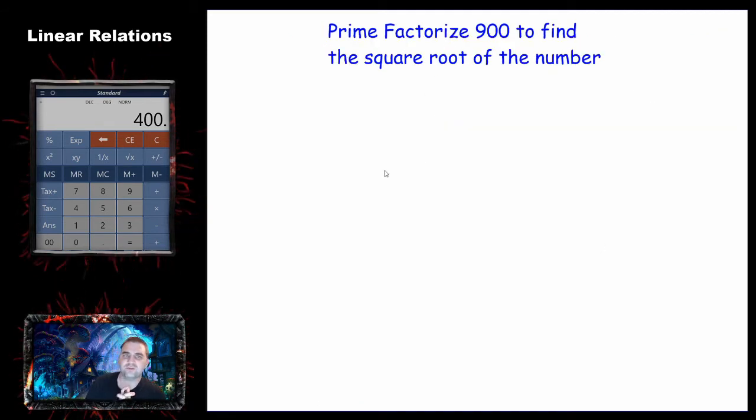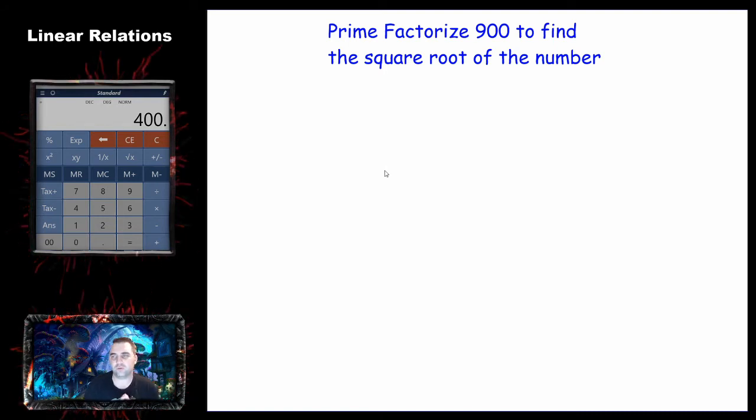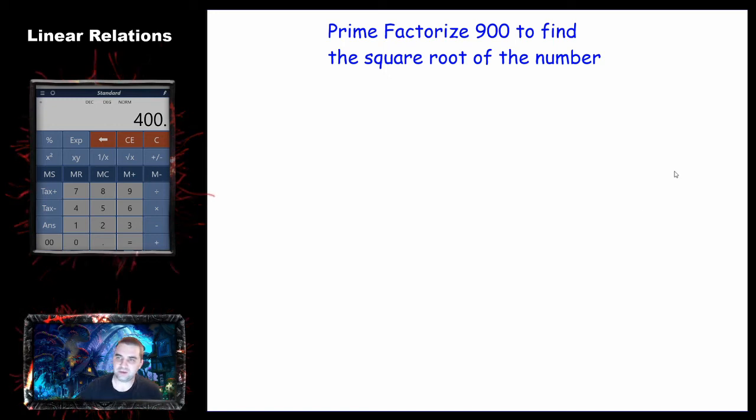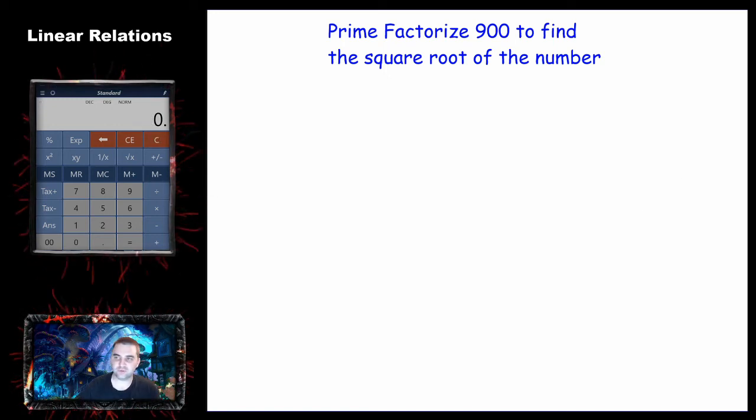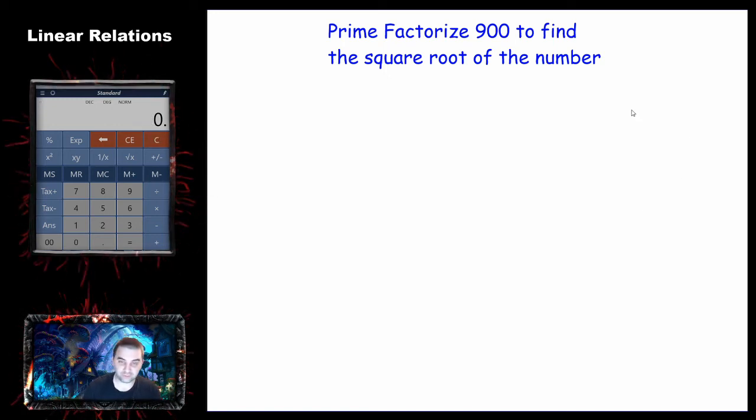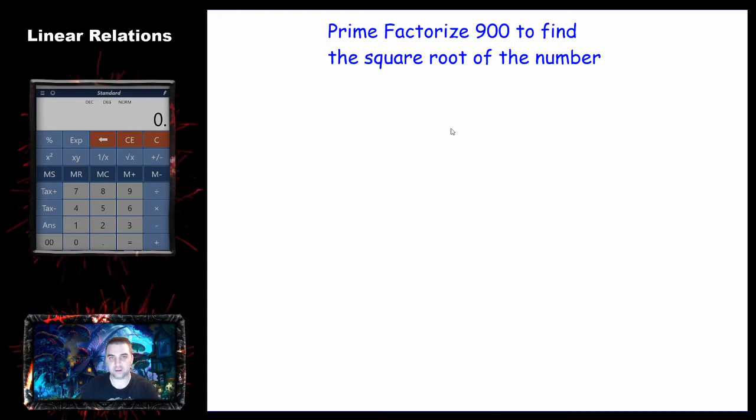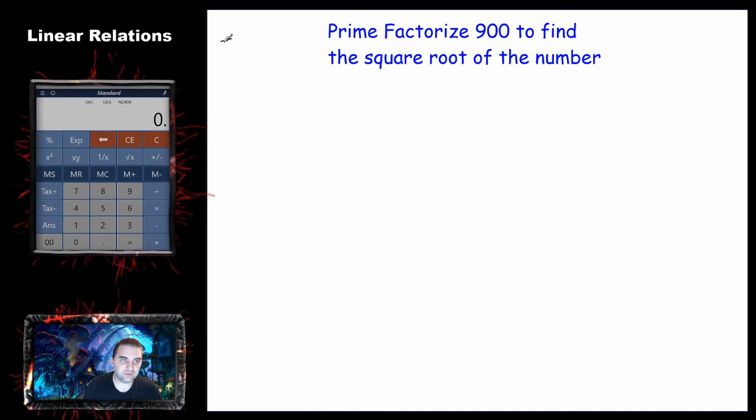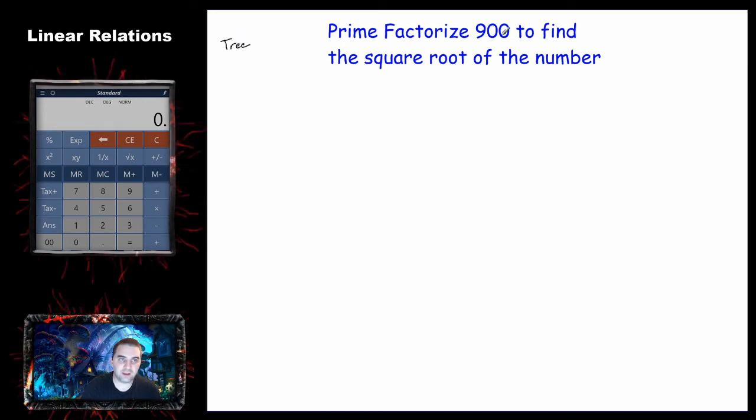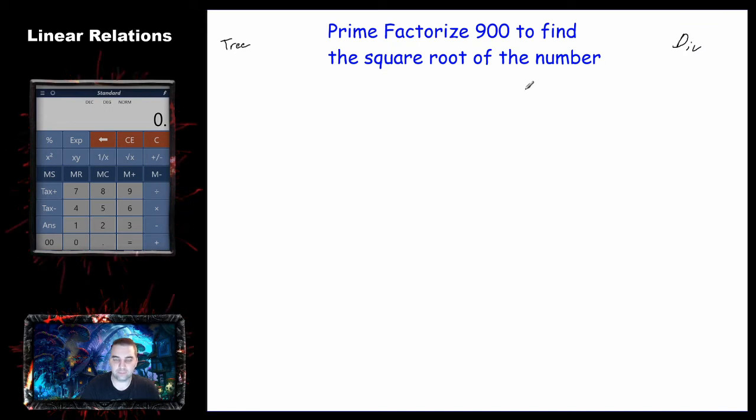Okay, here's a quick question. Prime factorize 900 to find the square root of the number. Now, we did prime factorization in the last video, so if you don't remember how to do that, you should definitely go back and learn that because it's super important. There were two methods. There was the factor tree method, and there was the divisor, or the dividing method. Doesn't matter which one we do. I like the tree method, so I'm going to go with that.